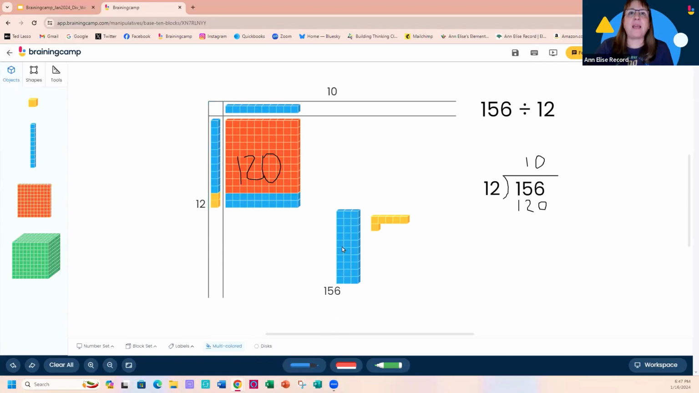Do I have enough to make another 12, right? And in fact, I have enough to make 3 more sets of 12, right? And I can be moving these objects to build the 12. And there, all of my blocks have formed a rectangle.